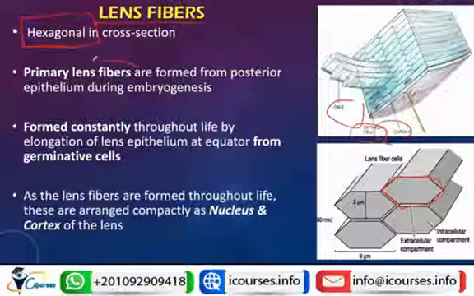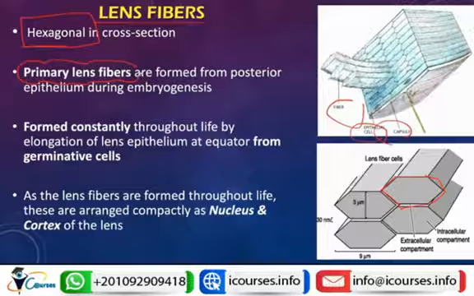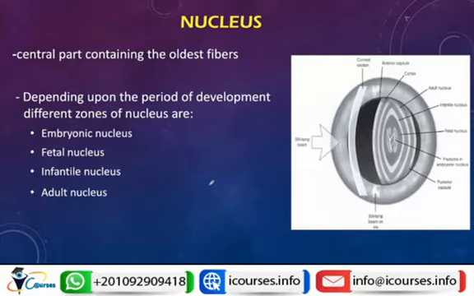The primary lens fibers, as we said, are formed by the posterior epithelium during the embryonic life. Then later on, they will be constantly formed by elongation of the equatorial lens epithelium from germinative cells. So as they enlarge, the old fibers will form the nucleus, and the recent fibers will form the cortex.